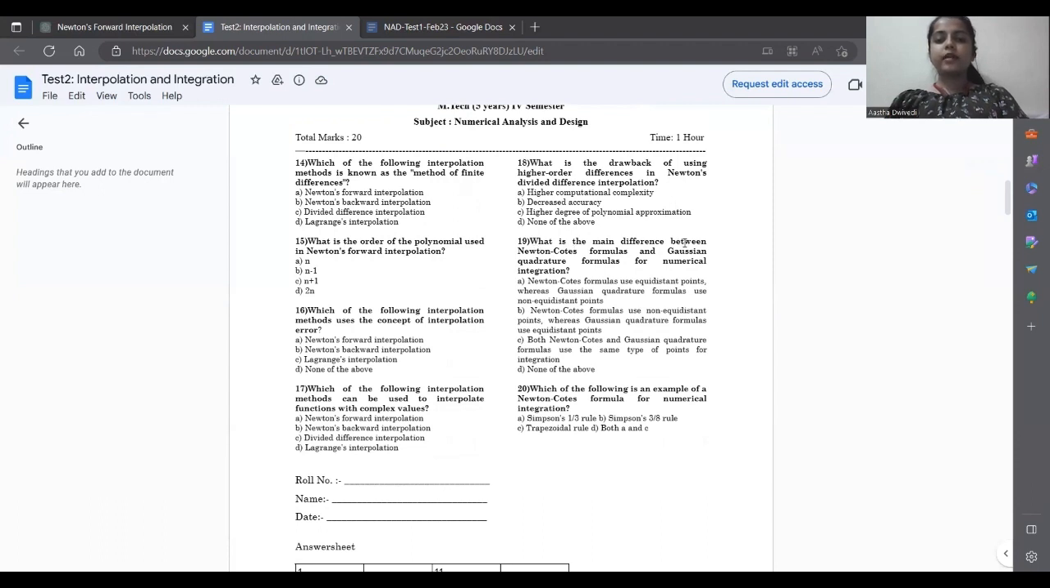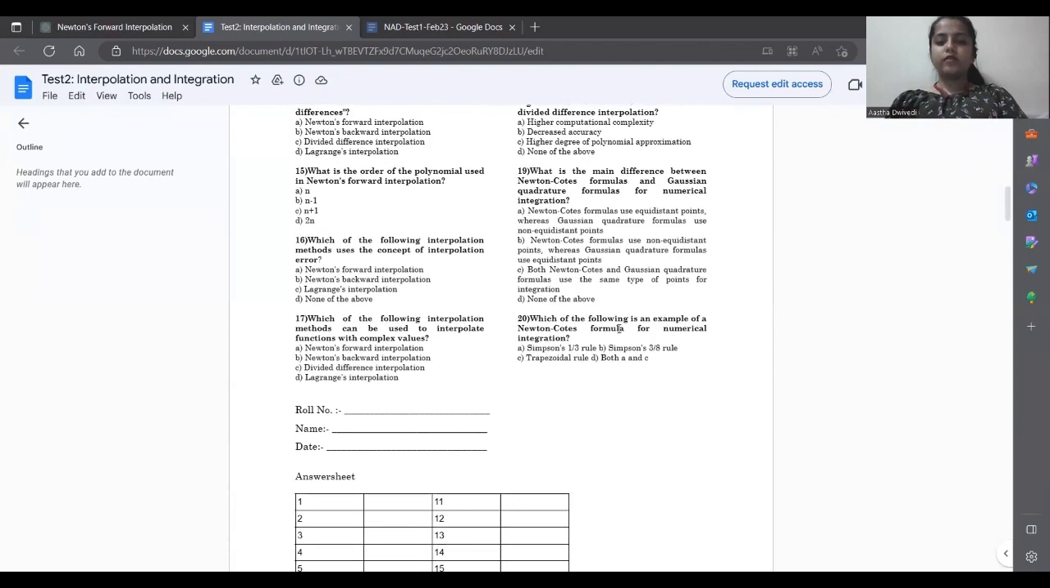Next question. What is the main difference between Newton-Cotes formula and Gaussian quadrature formula for numeric integration? Newton-Cotes formula uses equidistant points, whereas Gaussian quadrature formula uses non-equidistant points. Newton-Cotes formula uses non-equidistant points, whereas Gaussian quadrature formula uses equidistant points. Both use the same types of points for integration. None of these. The correct answer is A. Newton-Cotes formula uses equidistant points, whereas Gaussian quadrature formula uses non-equidistant points for numeric integration.